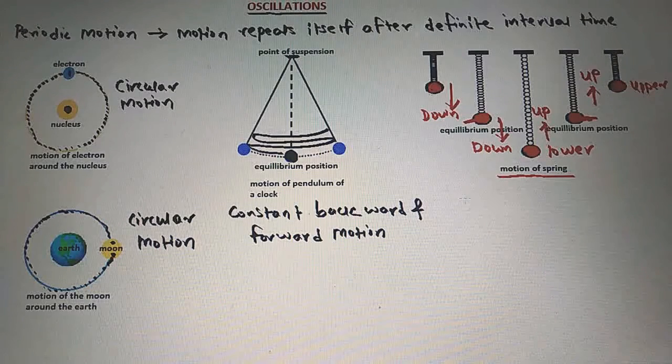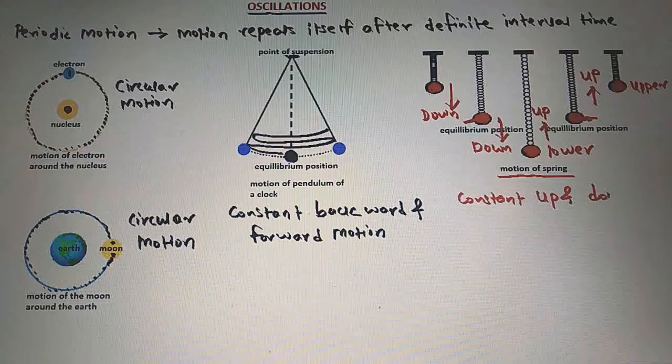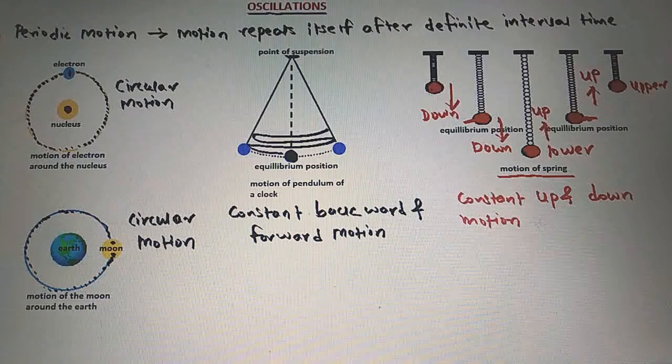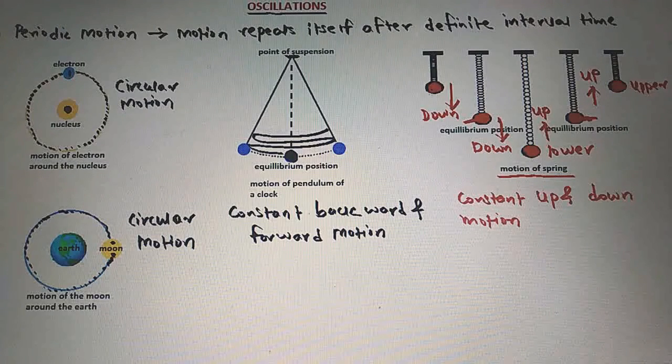So this constant up and down motion of a spring repeats itself after a definite interval of time. The constant up and down motion of a spring here repeats itself after a definite interval of time. Because of that, the motion of a spring is a periodic motion.